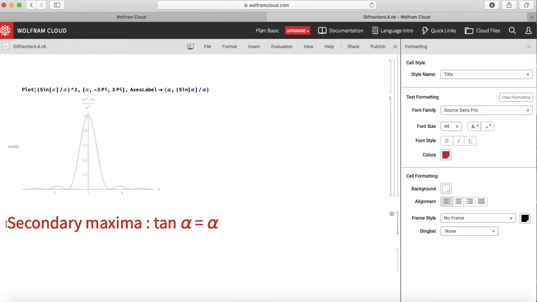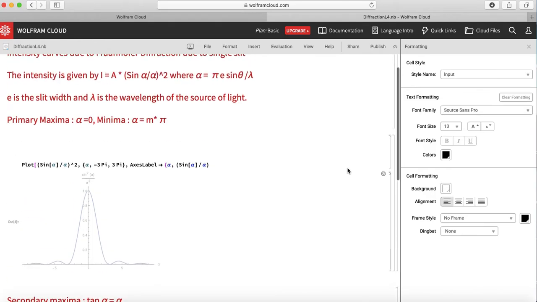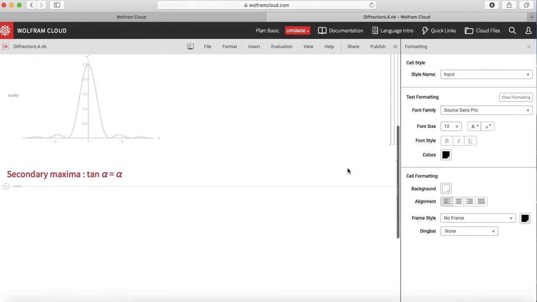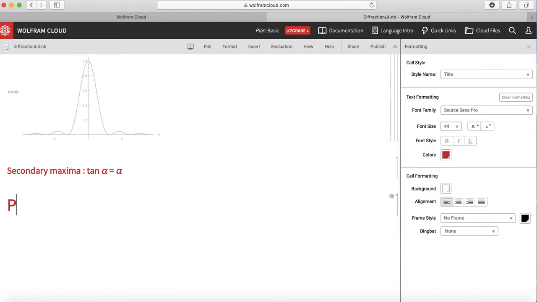Okay, you can always reduce the font size from here. For example, I would like to make it 24. Okay, so this is my primary maxima and secondary maxima. Now I would like to plot this. If you write in the same cell, then it will not work. So you need to click and make another cell.